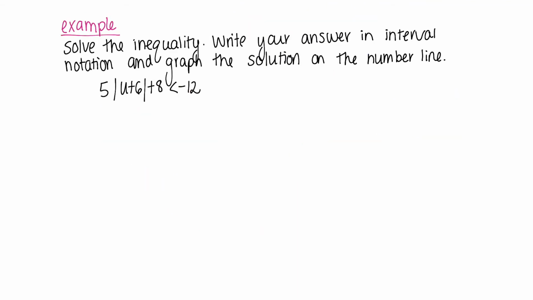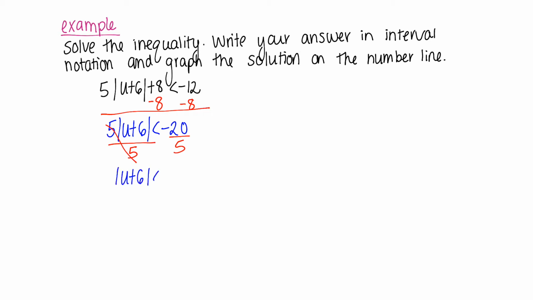Let's go look at another. All right, similar type situation. We have this addition out here and this number on the outside of the absolute value. We have to get the absolute value by itself to begin with. So we're going to do minus 8, minus 8. And then we have 5 absolute value of u plus 6 is less than negative 20. I can already feel something uncomfortable happening because I see a negative number over here. But let's go a little further. So we divide by 5, so these 5's cancel. And then we have the absolute value of u plus 6 is less than negative 4.